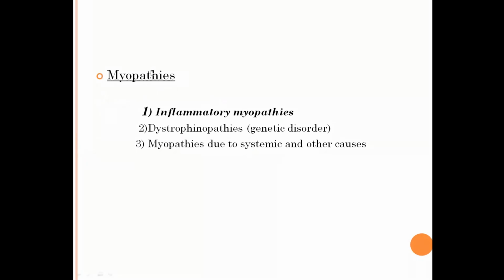Now, you said myopathy, disorders of the muscle are broadly classified into three groups. One is the inflammatory myopathies, another is the dystrophinopathies, that is a genetic disorder. Third is the myopathies due to systemic and other causes. While dystrophinopathies do not have any specific treatment as of now, so even if you miss the diagnosis, nothing is going to happen to the patient.